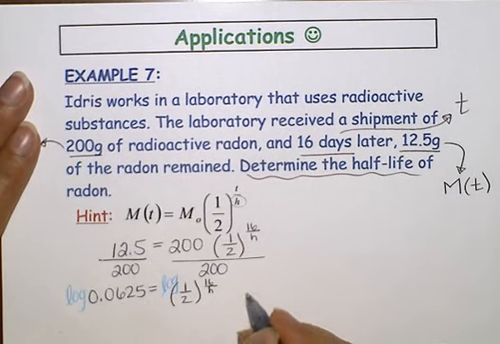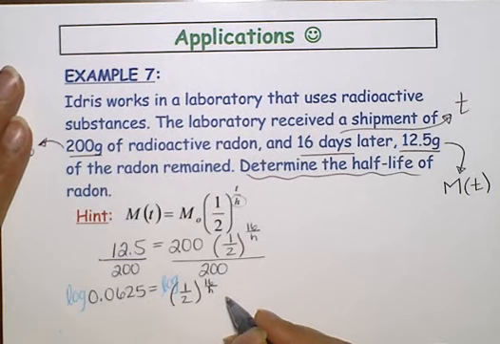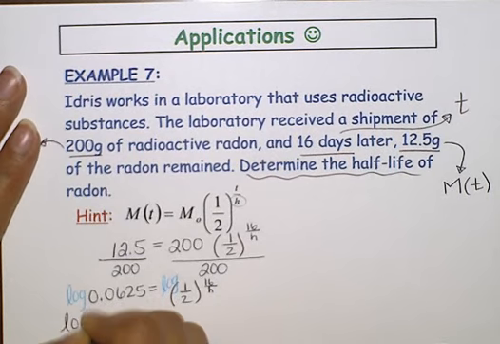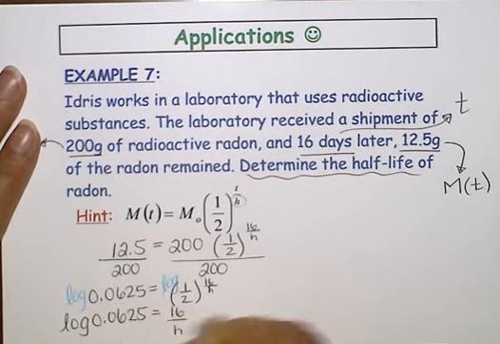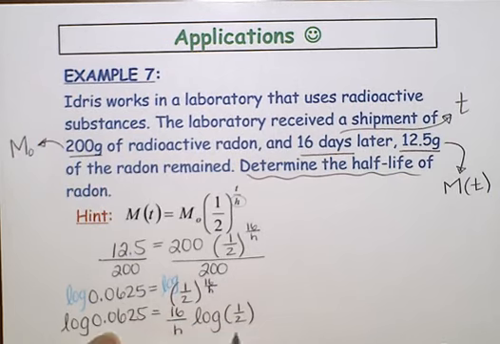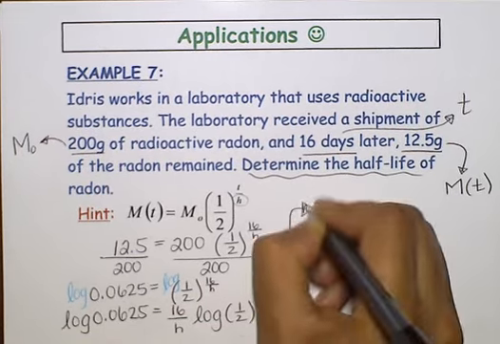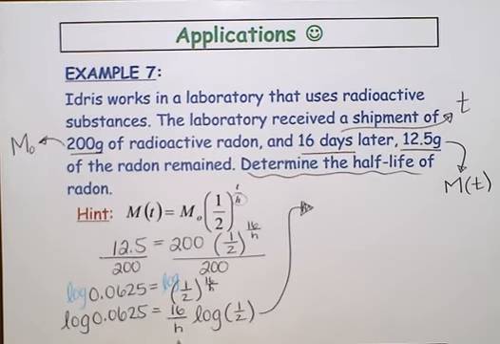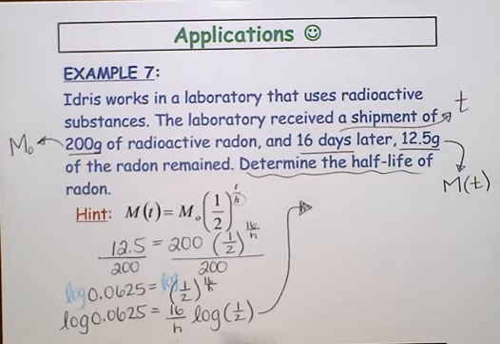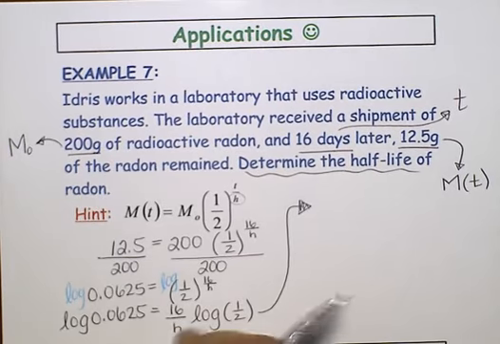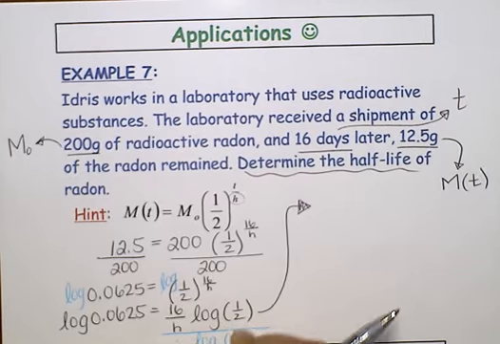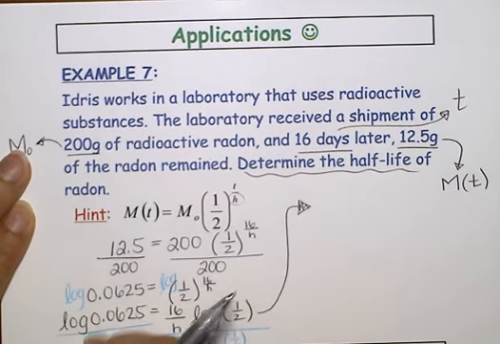And I know that using the power law of logarithms, the exponent in a logarithm can be written as the coefficient of the logarithm. So I can rewrite this as log of 0.0625 equals 16 over h times the log of 1/2. Now again, both of these logarithm parts only have numbers in them, so I can isolate the coefficient here, which is 16 over h, by dividing by log of 1/2 on both sides. I'll do that in a different color so you can see what I'm doing. So I'm dividing both sides by log of 1/2 to eliminate it from the right-hand side.